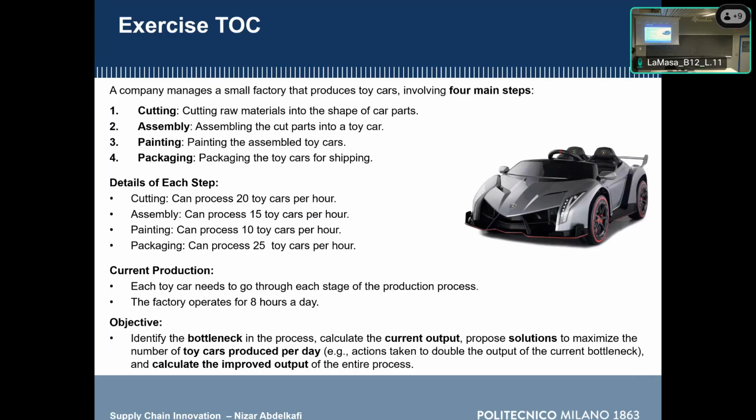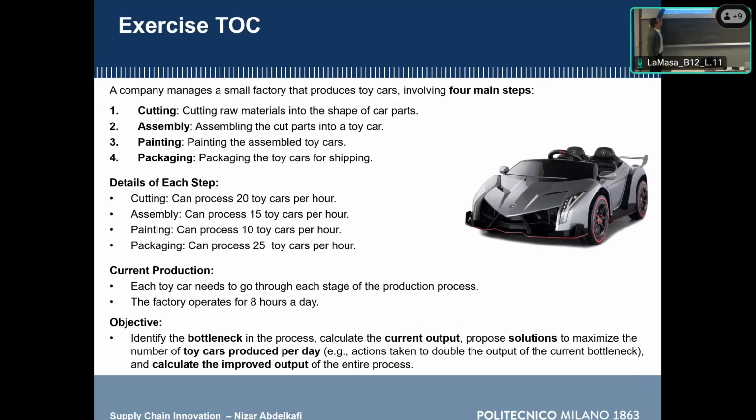We have the current production. Each toy car needs to go through each stage of the production process, and the factory operates for 8 hours a day, so 1 shift. So now, the questions. Identify the bottleneck in the process. I need an answer very quickly. Painting. Painting is the bottleneck.